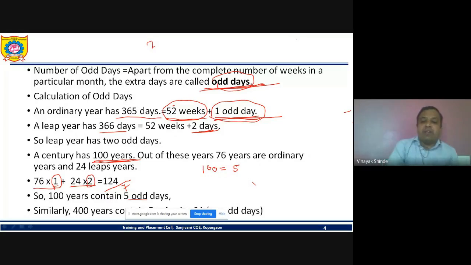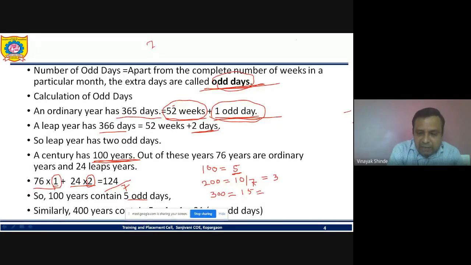Okay, this is for your information because this is used to solve questions related to the calendar. So 5 odd days are there in 100 years. In 200 years, how many odd days are there? 5 into 2, it is 10. Again divided by 7, how many odd days will be there? 3. Okay, 1 week we can complete over here, 3 days are left. In 300 years, how many odd days are there? 15.